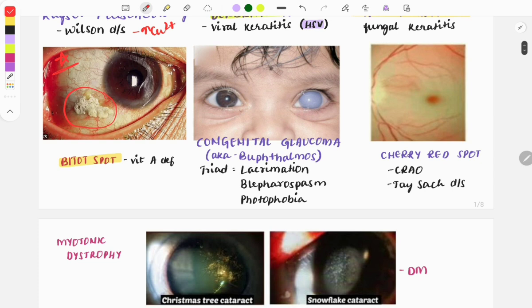Then the next image is of a congenital glaucoma. This is also called buphthalmos. And you can see a triad in this, which you need to remember because questions are asked on this. You can see the lacrimation, blepharospasm, and the photophobia.